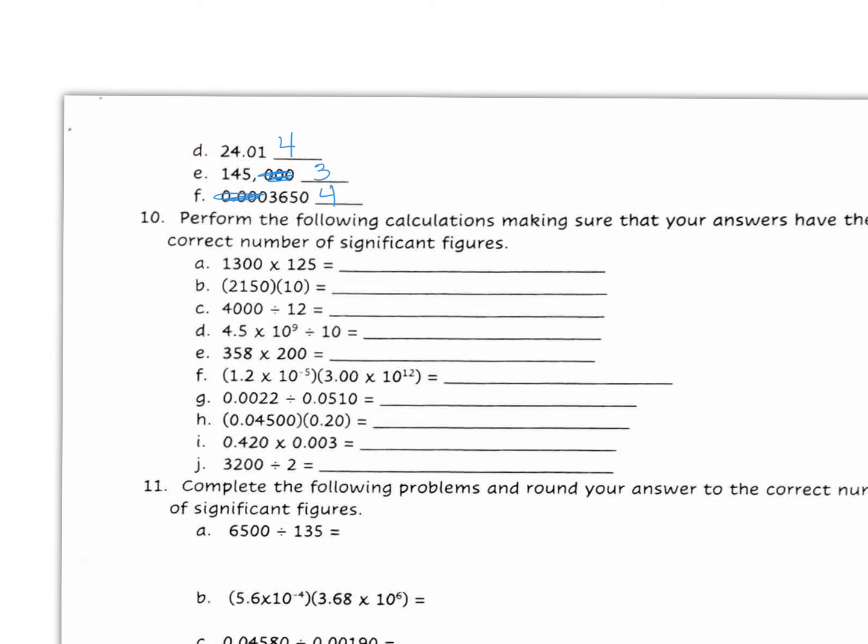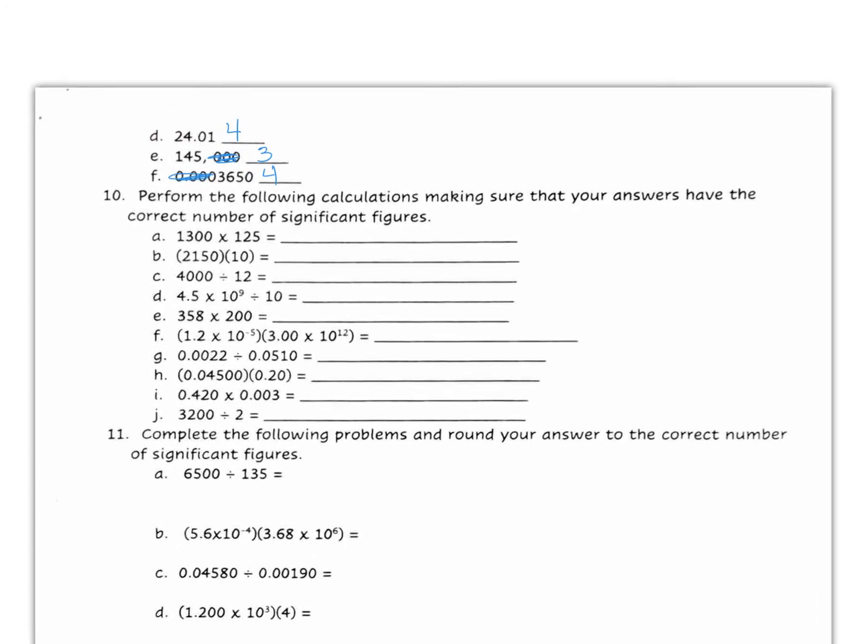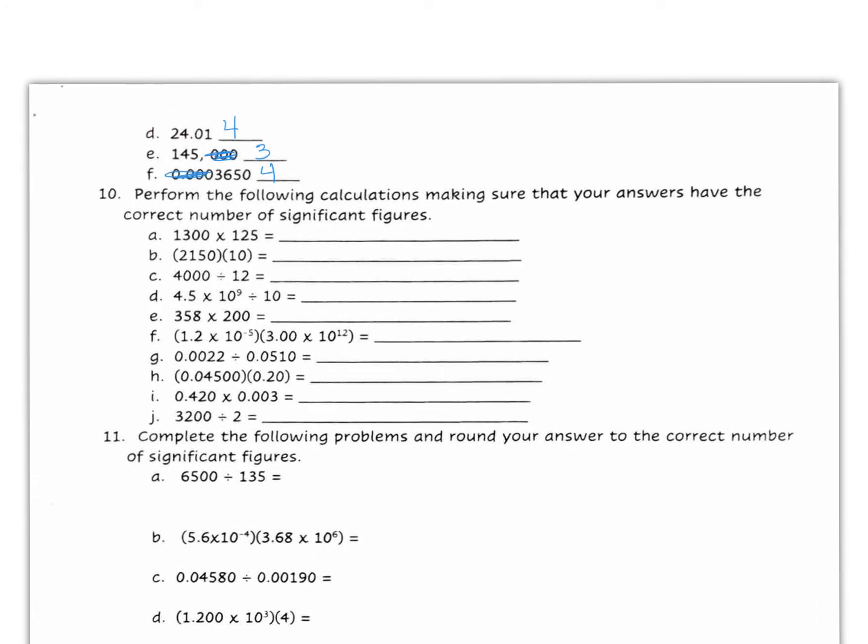Okay, so the next one is just basically using your calculator, and your answers have to have the correct number of significant figures. So that's going to be the main thing, because these aren't hard problems. We just put them into a calculator. So at this point, we have to know how to count significant figures. So the first number, 1300, has 2 significant figures, and this one has 3. So our answer can only have 2.